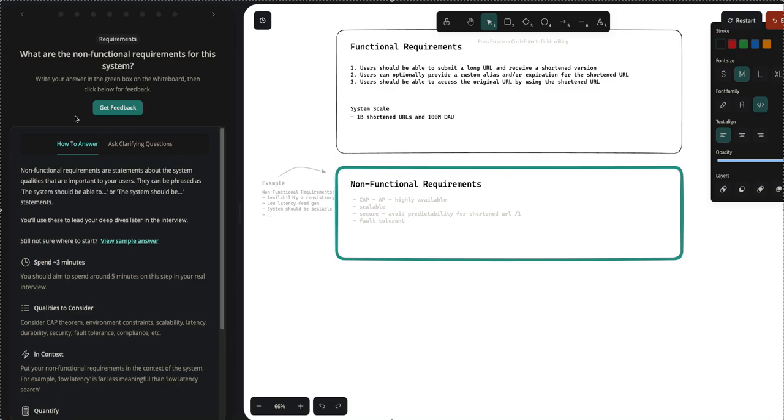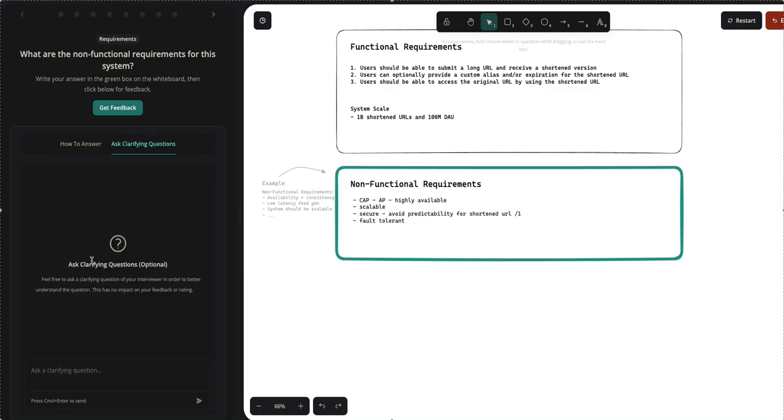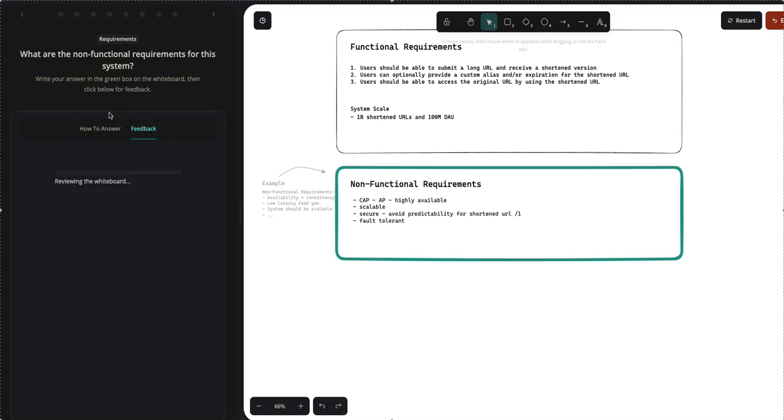Okay. There's that new tab. I haven't noticed that before. Or we can ask clarifying questions. That's interesting. Okay. But let's just send that for feedback.